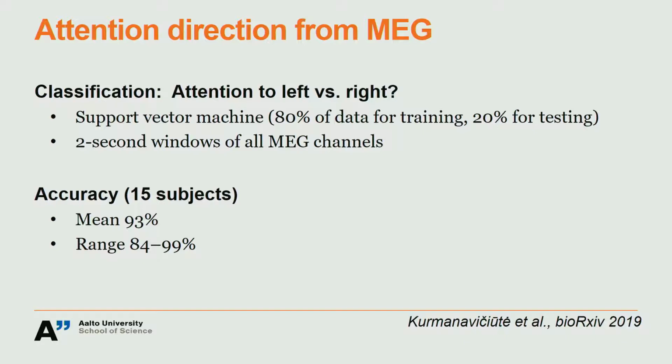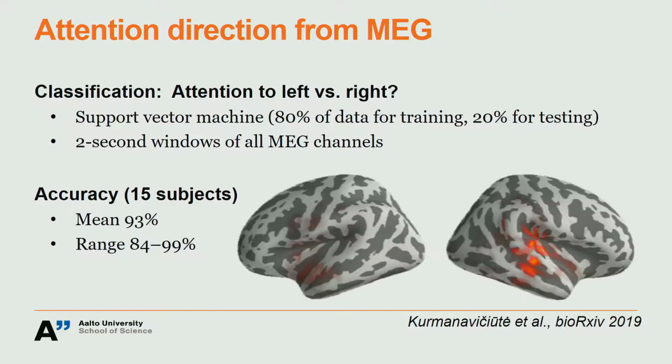Okay, so that's pretty good. We can also apply this kind of algorithm so that we only give it signals from a certain location of the brain, not everything. And then we can plot the decoding accuracy on the cortical surface.